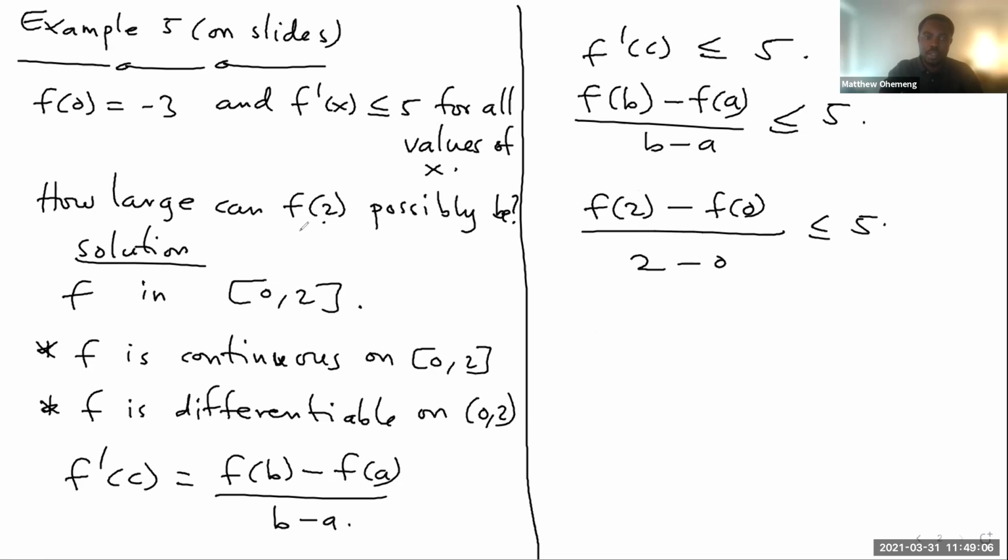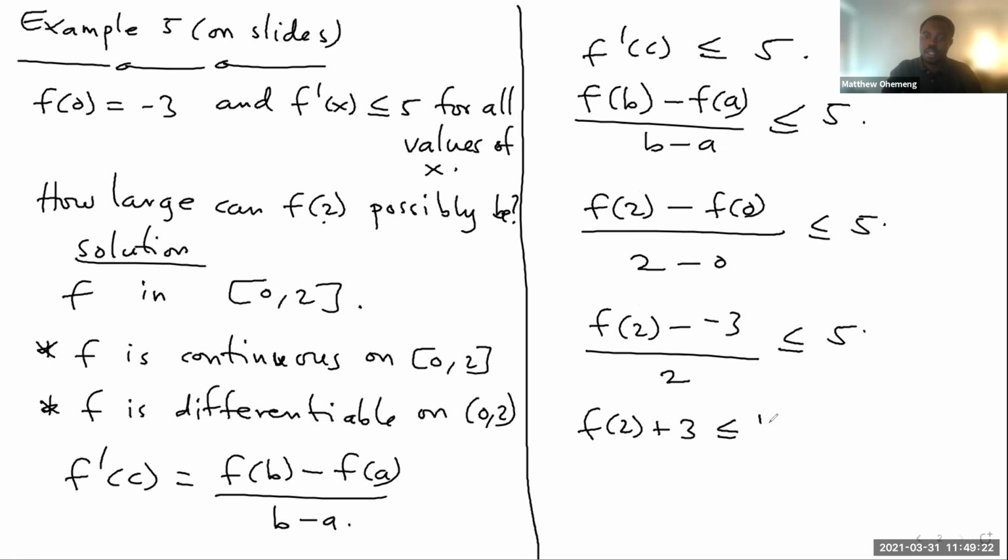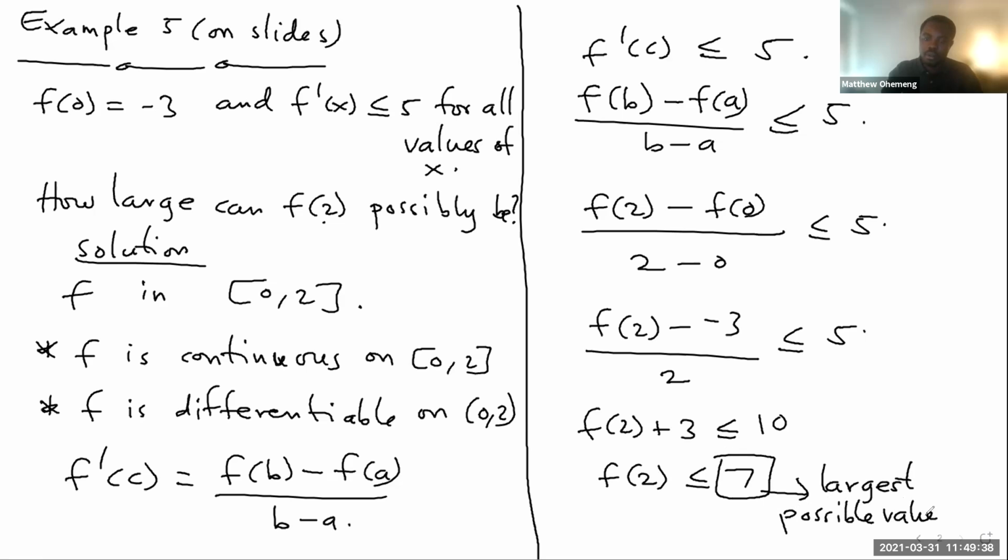But what is f of 2? That is what we are trying to find information on. What is f of 0? That is already given here. And then we divide it by 2, less than or equal to 5. So from here, you have f of 2 plus 3, less than or equal to 5. Multiply both sides by 2, you get 10 on this side. You get f of 2 is less than or equal to 7. That means the largest possible value is 7. f of 2 has to be less than or equal to 7.